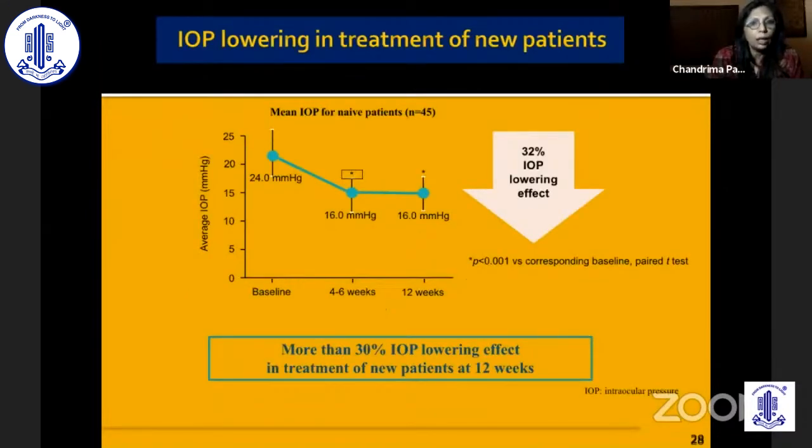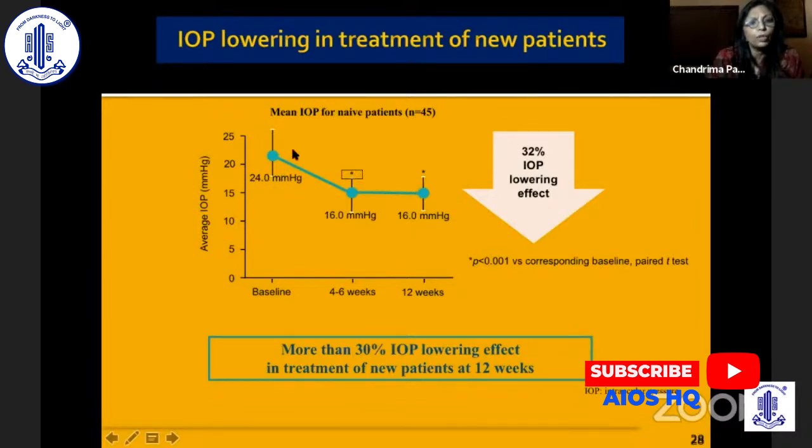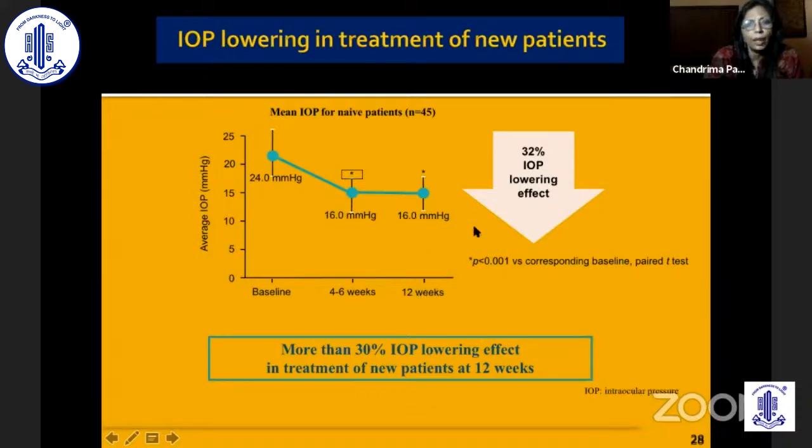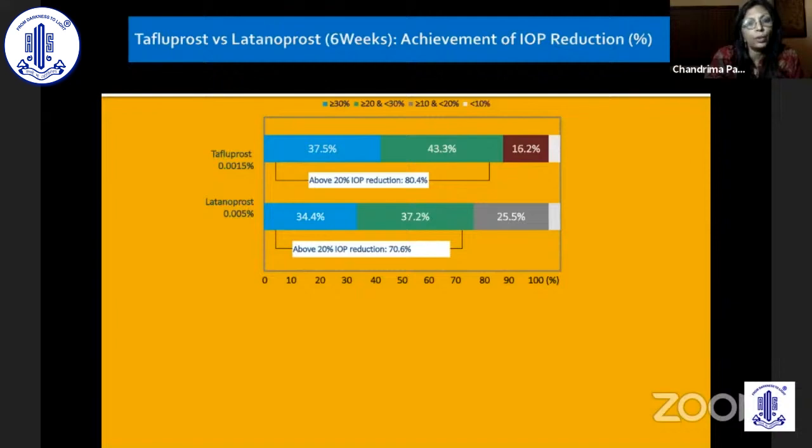There you see in patients who were first started on tafluprost with a 24 millimeter mean IOP, the IOP did come down at 4 to 6 weeks to 16, and then it was maintained at 12. That's almost 32% reduction in IOP. So more than 30% IOP lowering in treatment-naive patients at 12 weeks.